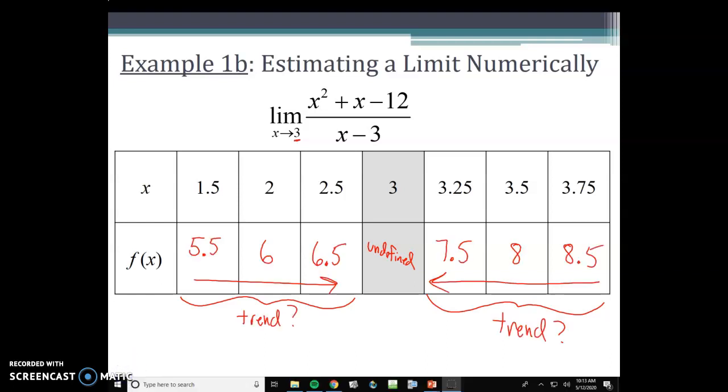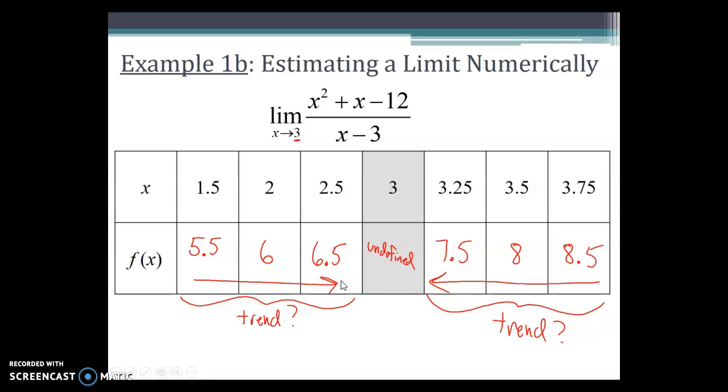I'm back now. So what I hope you have done is to take a look at the trend on both sides of x equals 3, as I did here. And do you see a trend? Is the output value approaching some value that can be seen from both sides? Is it approaching one value from the right? Is it approaching a value from the left? It seems to be approaching 7 to me.